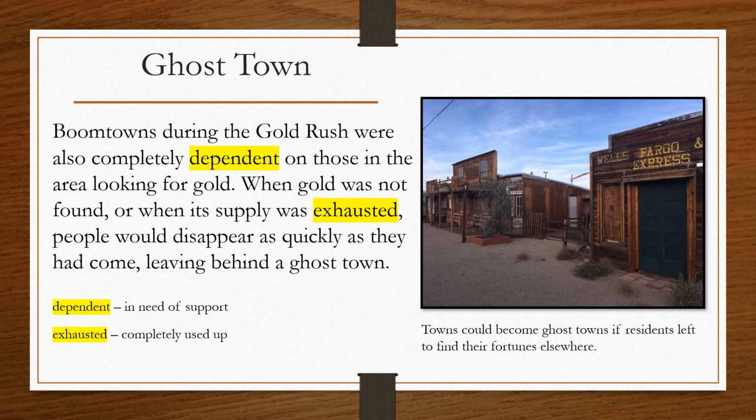The word exhausted in this case doesn't mean tired, but it means completely used up. So as soon as gold was completely unavailable or they couldn't find it anymore, then people decided that it was time for them to move on to find another place to look for gold. So if you notice to the right, there's an example of what a ghost town might look like, and it says towns could become ghost towns if residents left to find their fortunes elsewhere.